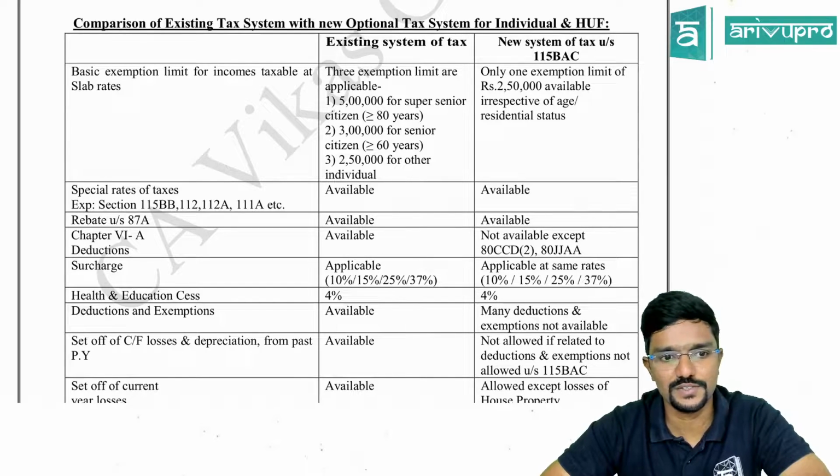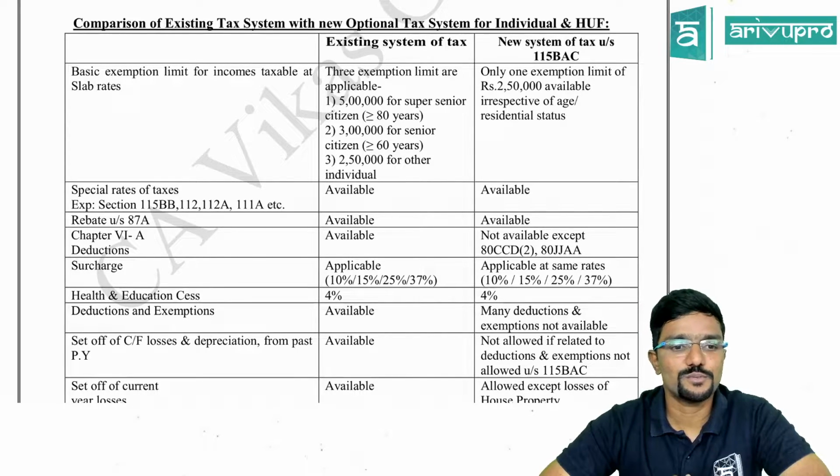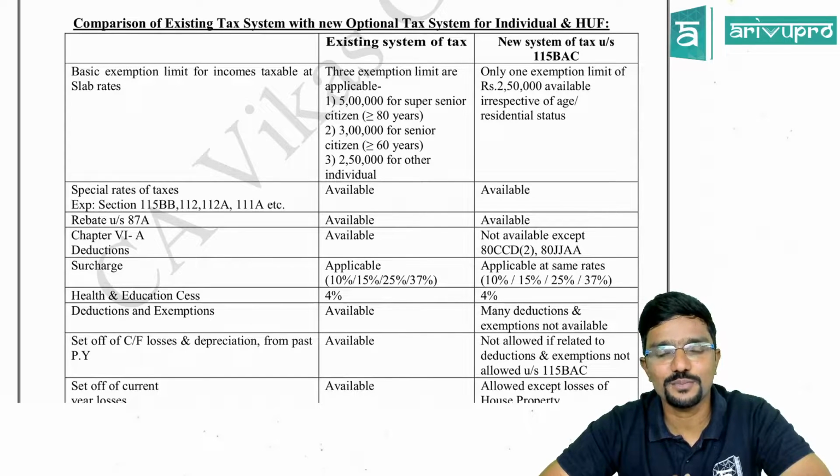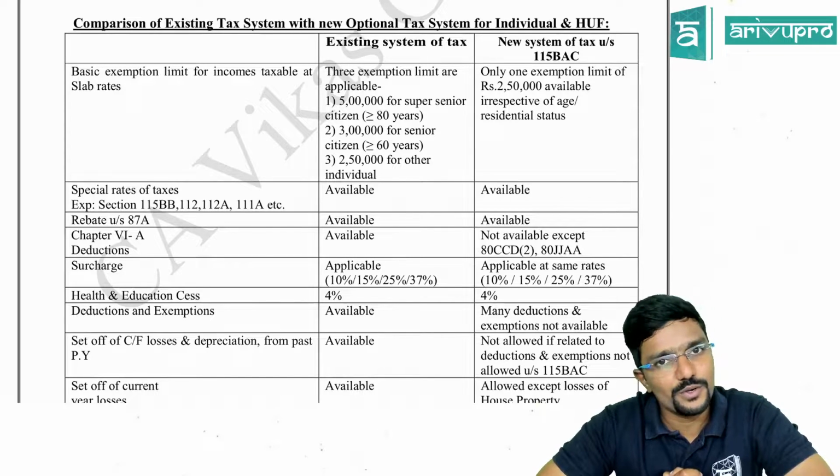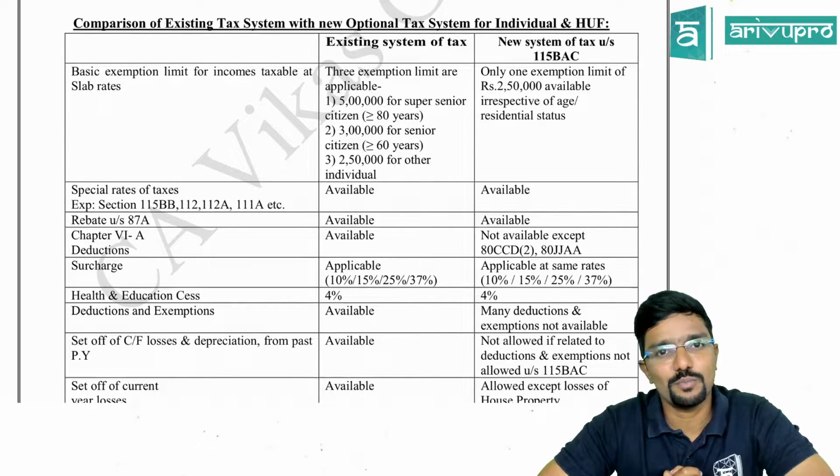Good, Sushma. Others? Punit or Sushma, others? Come on, guys. Do respond, interact. 2,50,000. Very good. 2,50,000.